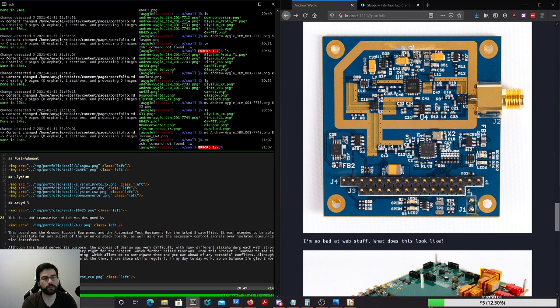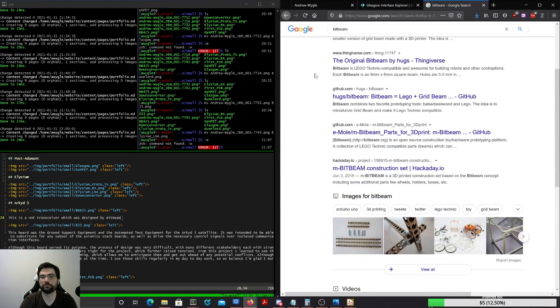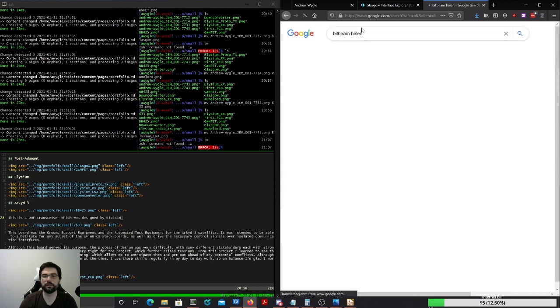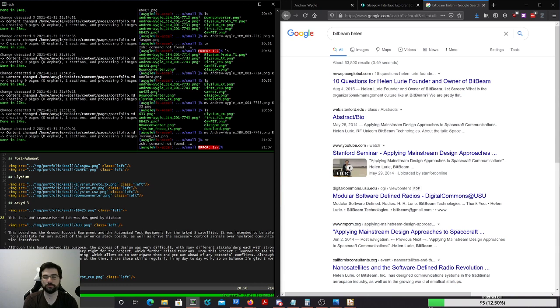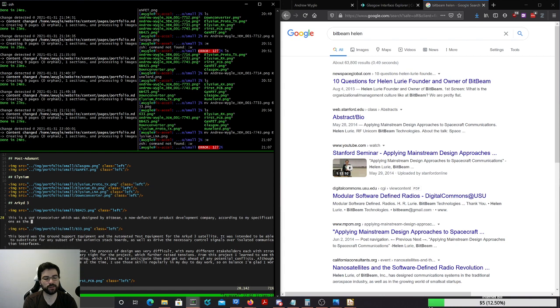Which was designed by, what were those people called? Bitbeam. Helen Lurie, that's her name. A now defunct RF contracting, not really, RF product development company. According to my specifications as the lead RF communications engineer at Planetary Resources, this radio was targeted at the ARKID 6 CubeSat.